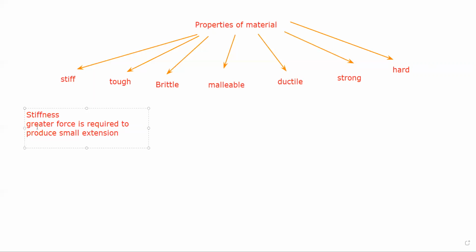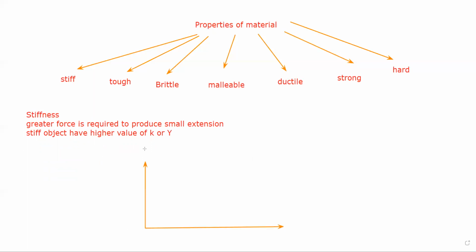Or normally the stiff objects have a higher value of K or Young's modulus. Why? K is a constant, the Hooke's law constant, and Y is the Young's modulus, the ratio between stress and strain. So when the material is stiff, for example, you have a force or extension graph, or it can be a stress and strain graph.